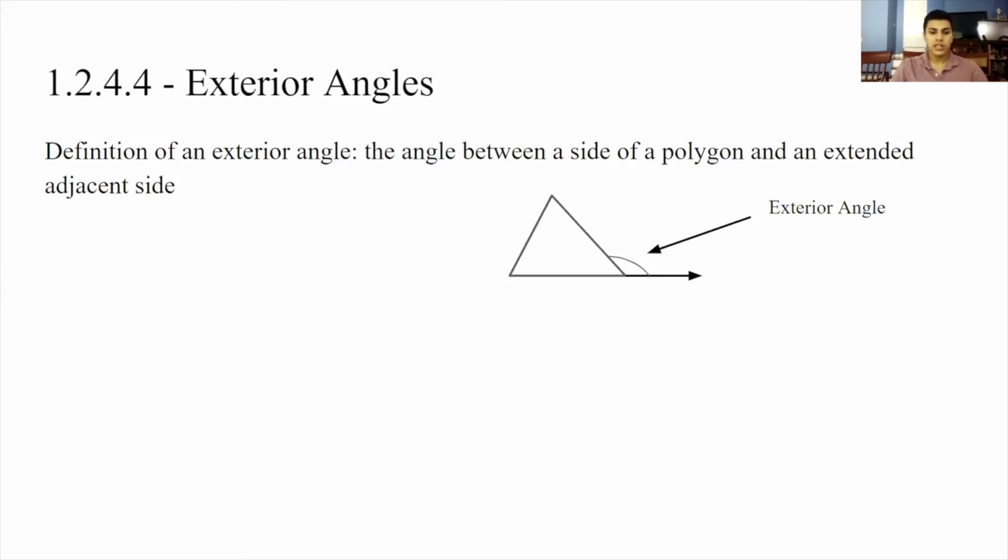So we already talked about interior angles, which are the angles on the inside of a polygon. An exterior angle, just as it sounds, is the angle on the outside of a polygon. But it's a teensy bit more complicated than that.